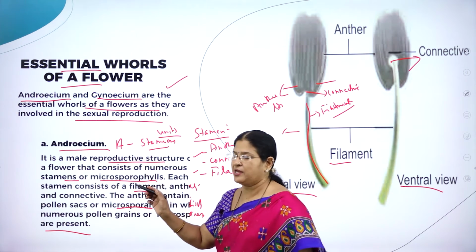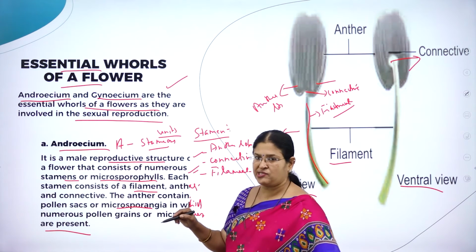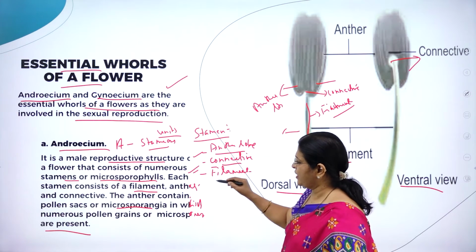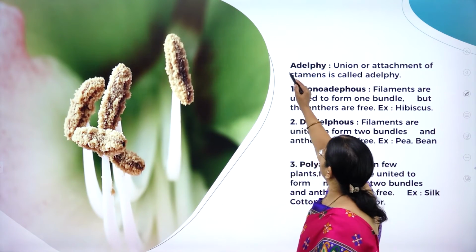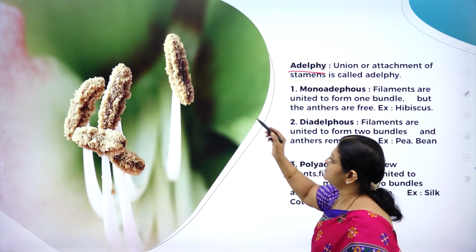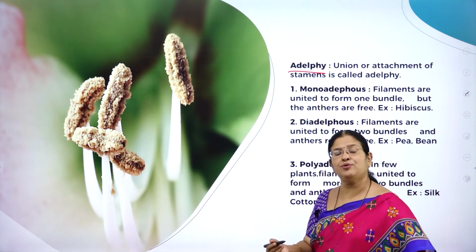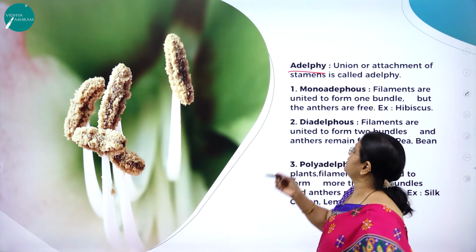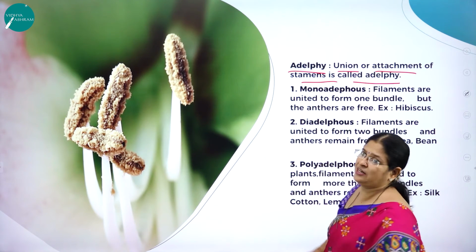So it is a male reproductive structure of a flower that consists of what? Numerous stamens. And what are the stamens made up of? Anther lobe, connective, and filament. Moving on to the adelphy. What do you mean by adelphy? Here you can see how there are different types of stamens you come across. No 2 flowers are similar. So each flower has a different type of stamen. So here the union or attachment of stamens is called adelphy.